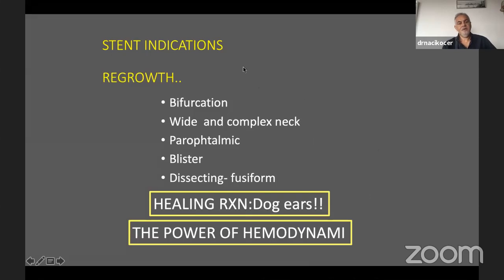When you look at the stent indication in general, especially all the stent indications, it is mostly to prevent regrowth and to get better healing reactions. Also, I will show you how to use the power of the hemodynamic. These are my mentality for stent indication. Those are obvious, but you will understand what the power of hemodynamic is. And you are starting to get a clue why I'm really focusing on the dog ear.